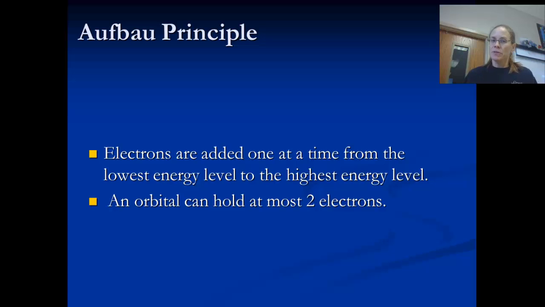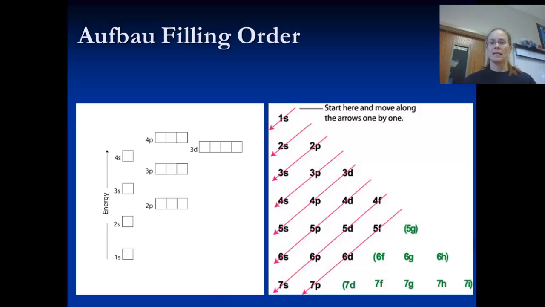The Aufbau principle states that electrons are going to be added one at a time from the lowest energy level to the highest energy level, and that an orbital, as you saw earlier, can only have at most 2 electrons. So it can have 1 electron or a maximum of 2 electrons. Here are a couple of diagrams to help explain the Aufbau principle and the filling order for electrons.